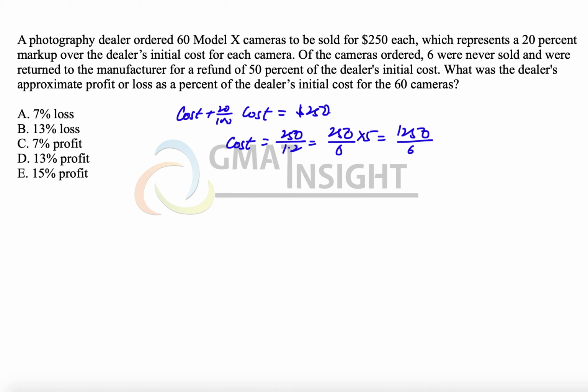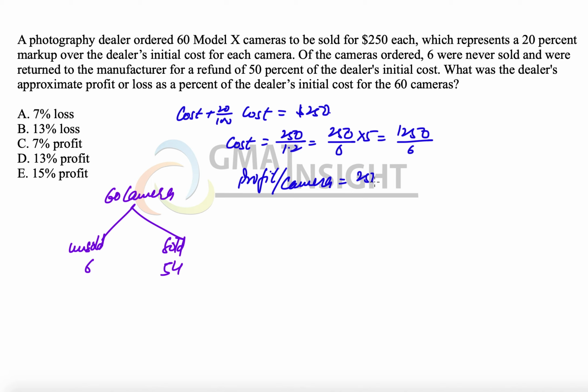6 were never sold. Now, let's take this information. There were 60 cameras, 6 were not sold. That means the sold cameras were 54. Alright, now if this is the cost, we can also quickly calculate here the profit per camera.